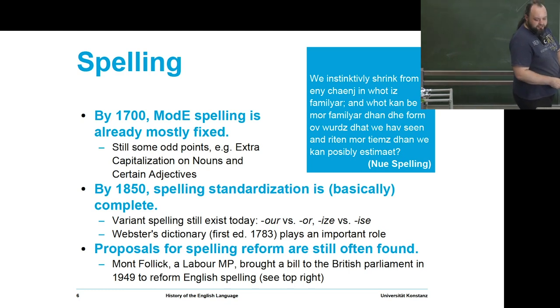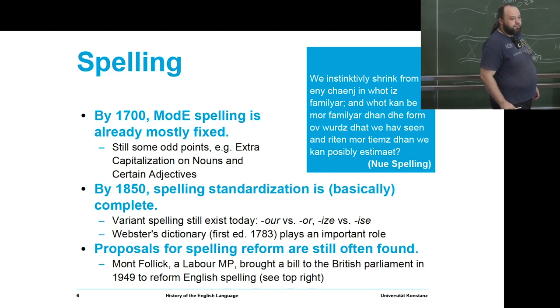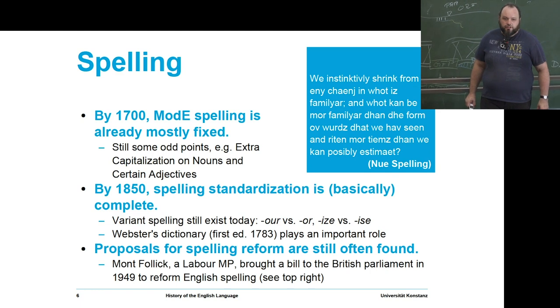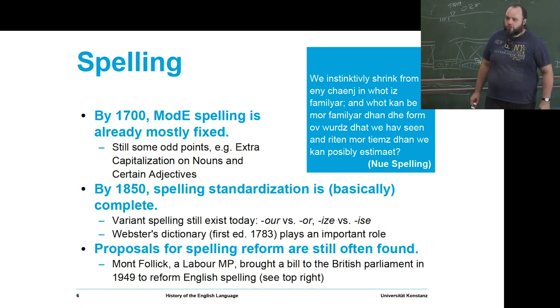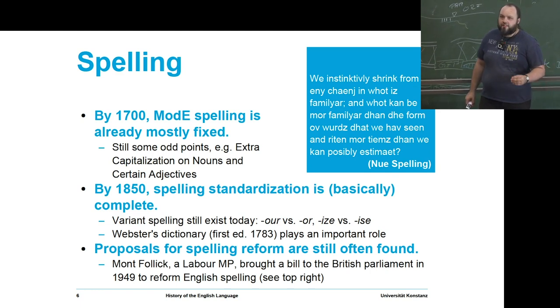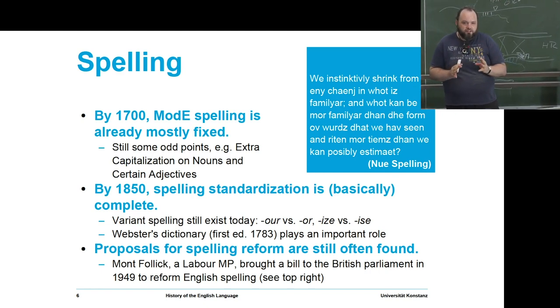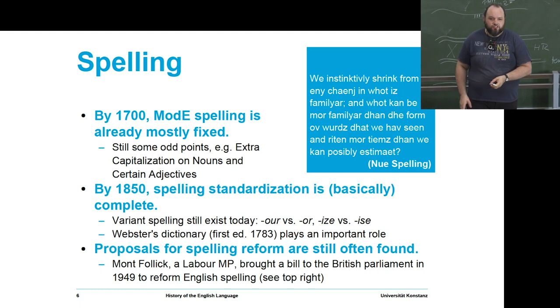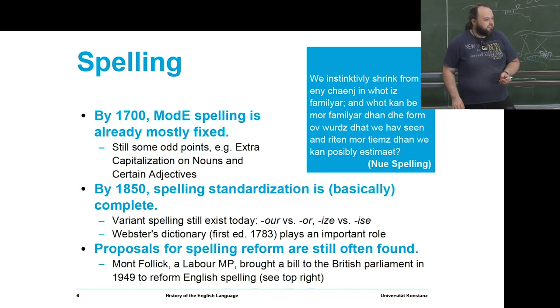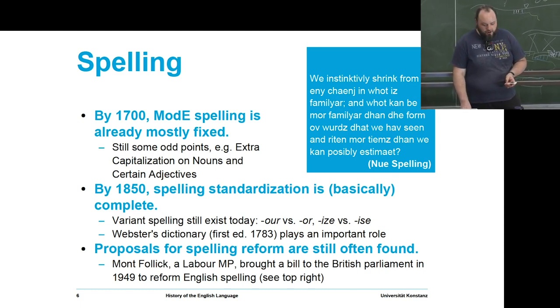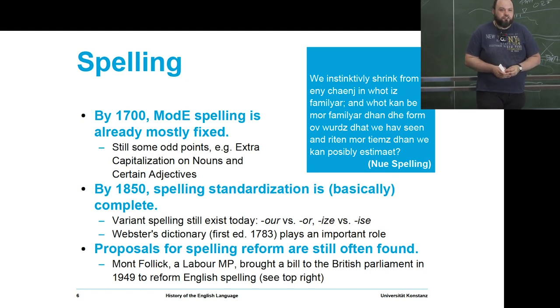Right? This, in the top right-hand corner, is what he calls new spelling. And it looks really weird, but when you learn how it works, it's got a cool property, which is that the graphemes map onto the phonemes much, much more regularly than they do in the standard English orthography. So although this looks weird, there are advantages to it. And Mont Follick was very aware of those. Unfortunately, his bill was not successful.